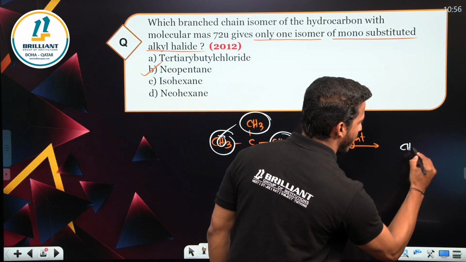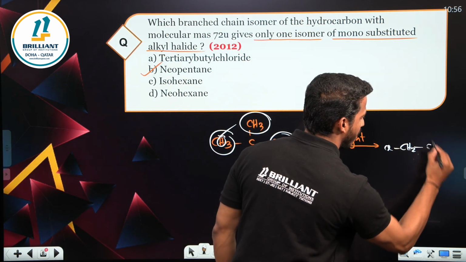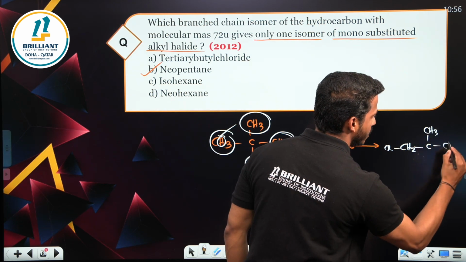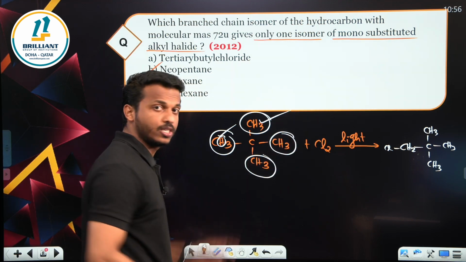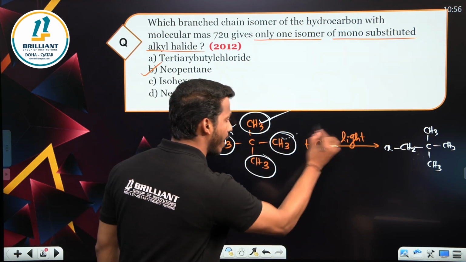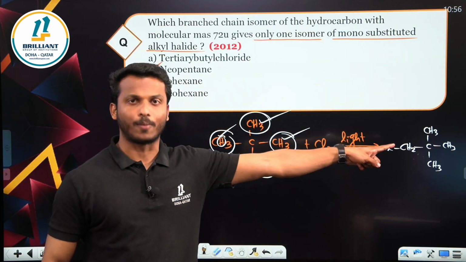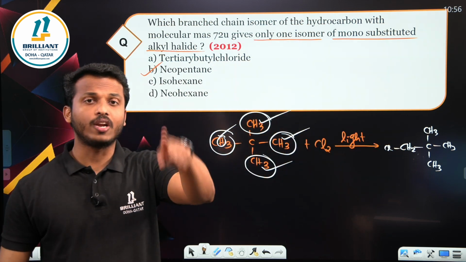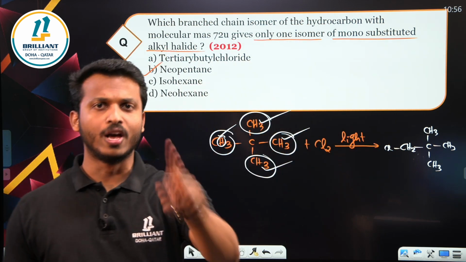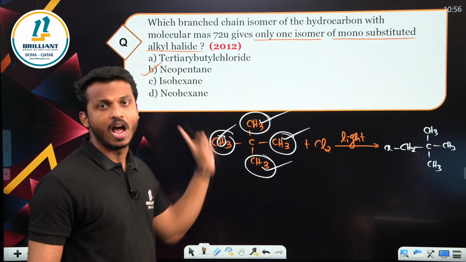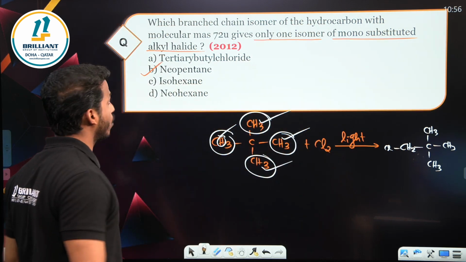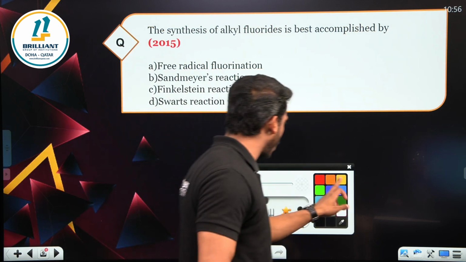I will get the product CH2Cl, C, CH3, CH3, CH3. If you remove hydrogen from this one, you will get the same product. If you remove hydrogen from these two, you will get the same product. So dear all, neopentane on substitution reaction gives only one monochlorinated product because all the CH3 are identical type. Next question, from 2015, dear all, let's go.